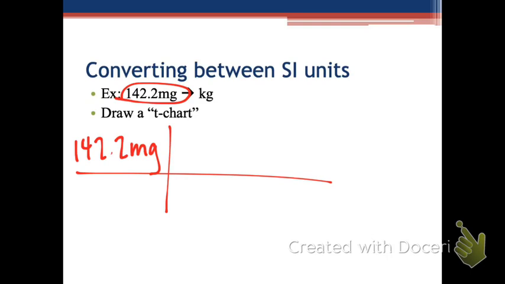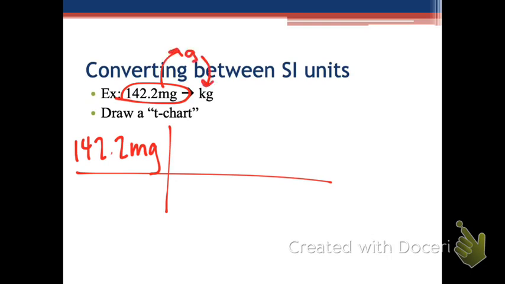I start with what I know and I draw a T, because I want to convert from milligrams to kilograms. Do I know exactly how many milli are in a kilogram without doing any math? Do I see it on my chart? There's 1,000 milli in the base, but we don't know how many milli is in a kilogram. So I need to go from milligrams to grams, then grams to kilograms. Do we agree with that?